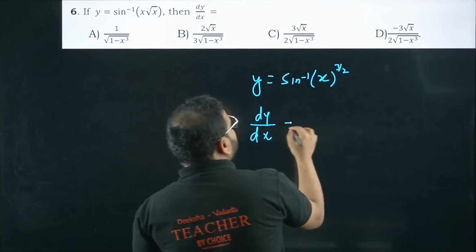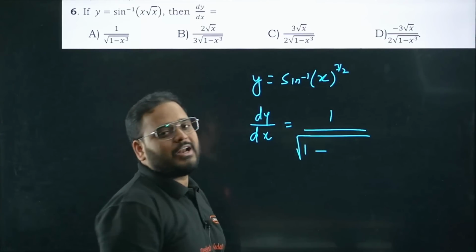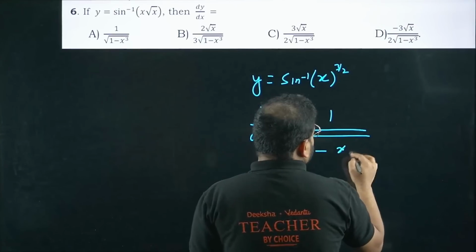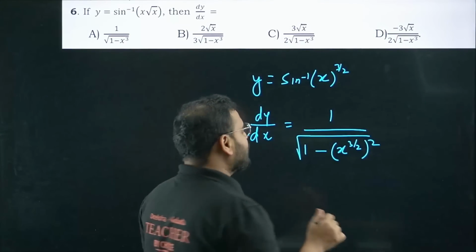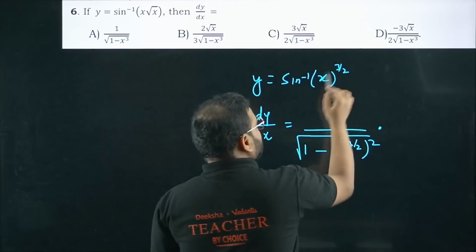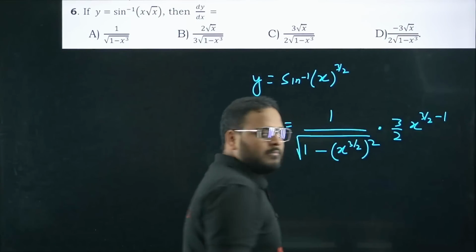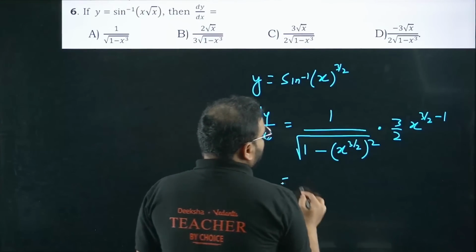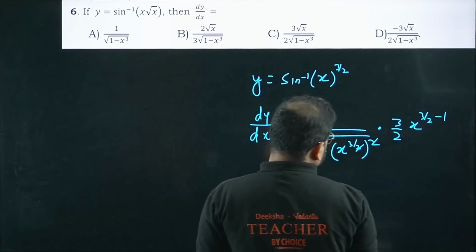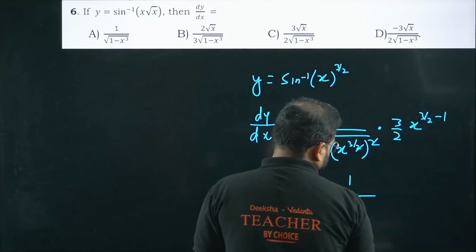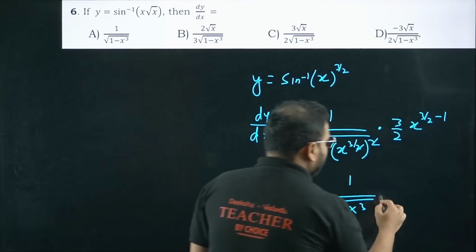The sine inverse formula is 1 upon root of 1 minus the square of whatever the value is, here x power 3 by 2 squared. Is the question over? No, we have to apply the chain rule. Derivative of this part: 3 by 2 will come over here, x power 3 by 2 minus 1, the polynomial formula for differentiation. The 2 and 2 cancel. It will become 1 upon root of 1 minus x cube, and then 3 by 2.